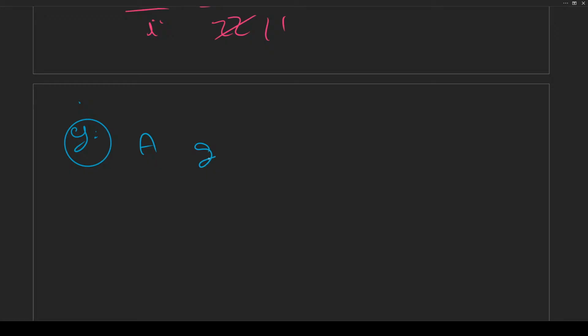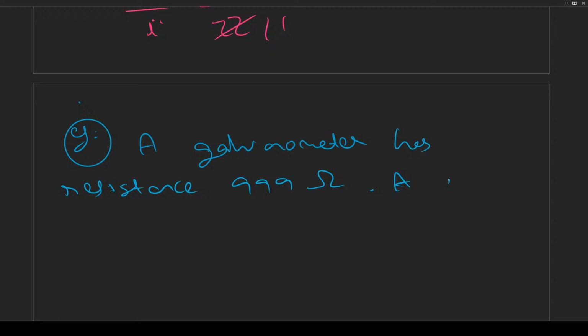A galvanometer has resistance 999 ohm, a shunt of 1 ohm is connected to it.